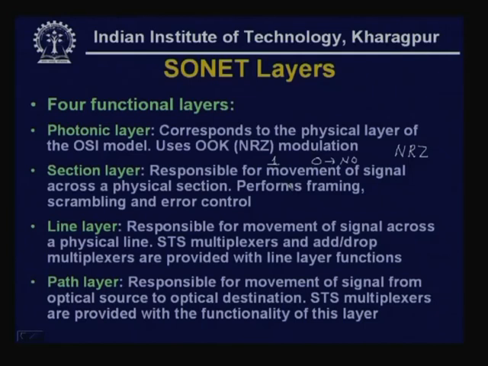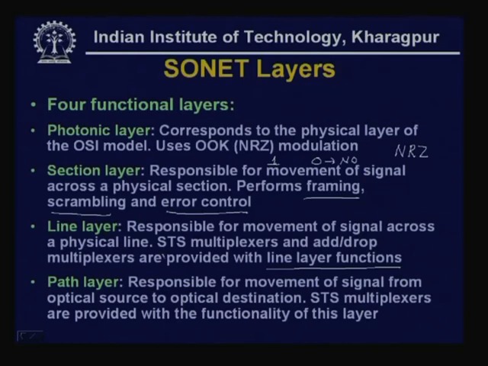The section layer is responsible for movement of signal across a physical section. It performs framing, scrambling and error control. So, the section layer performs 3 different functions. And it is responsible for movement of signal across a physical section, as we shall see what we mean by section. Then the line layer is responsible for movement of signal across a physical line. STS multiplexers and add drop multiplexers are provided with line layer functions. That means the regenerators do not have these line layer functions.